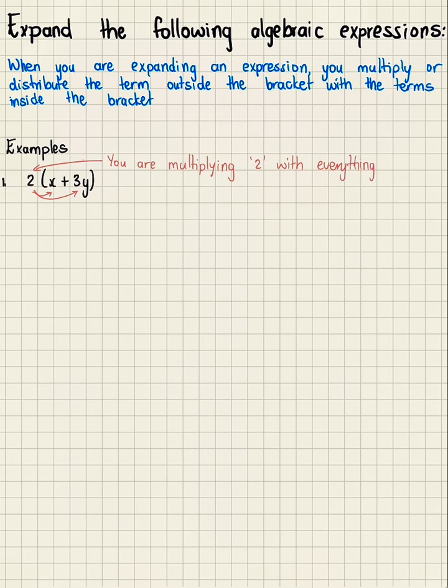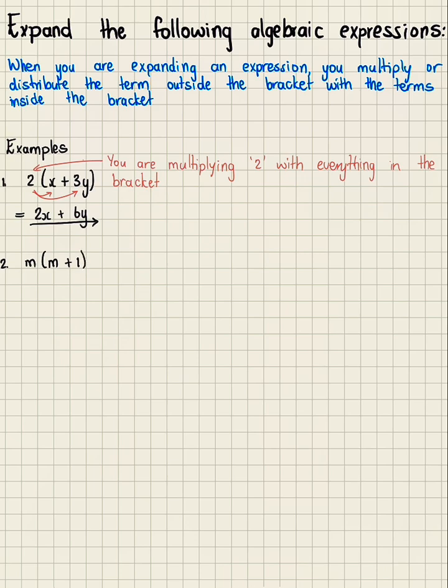I always use arrows because it's easier to navigate to what you are multiplying the 2 with. You can use colors as well, whatever works for you. I think this is easier. So you're going to say 2 times x, which is going to give you 2x. Okay, and then 2 times 3y, which will give you 6y. And then you're done. Okay, so when you're expanding, you're getting rid of your brackets. Your answer will not have brackets.